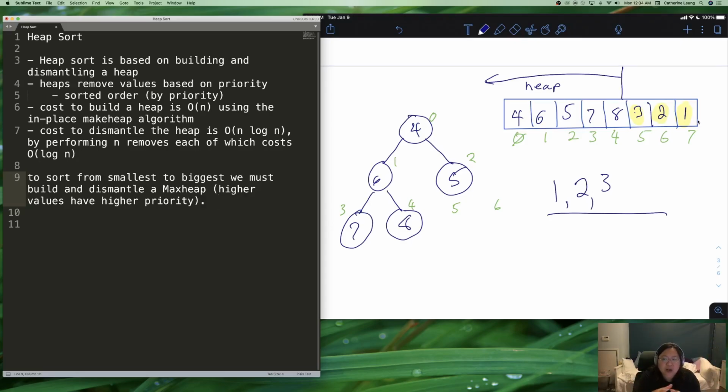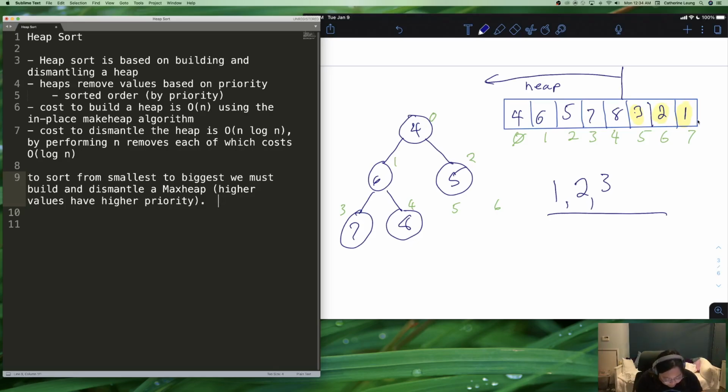So this is why when we're doing heap sort, we actually want to do it opposite to the way that we want to sort. If we want to sort from smallest to biggest, we want a max heap, because we want to take out the biggest number first, because that's the one that goes at the back. That's the first opening we have when we dismantle our heap. Okay, so that's pretty much it.